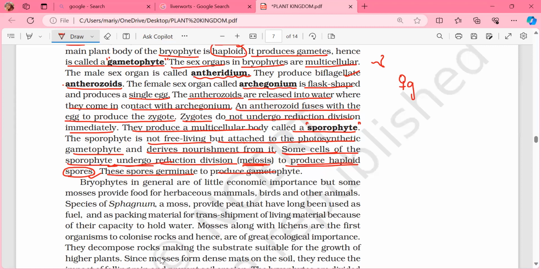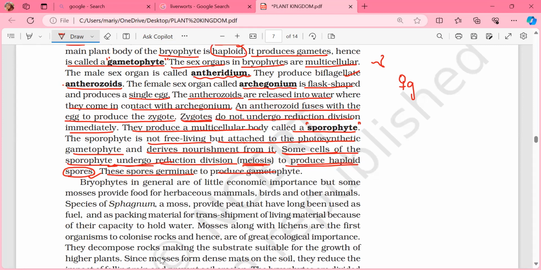First of all, you tell me what is mitosis. Mitosis is equational division, right? And by mitosis, the number of cells increases. The chromosome number remains the same, but the number of cells increases. So that is why the zygote, see, listen to this line.